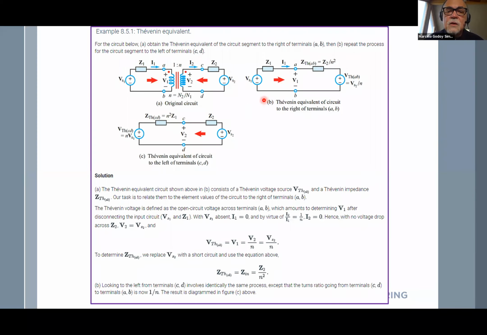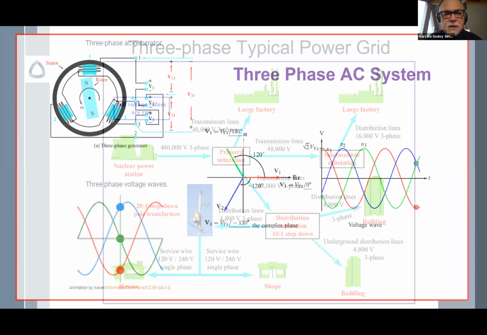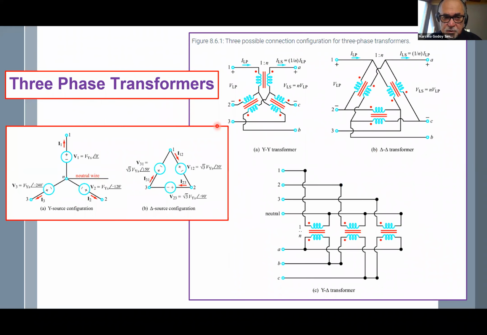So one would be a model considering the terminals A and B. Another would be a model considering the terminals C and D. Okay, so that should be a way to have a transformer replaced by a Thevenin equivalent. In the power grid, we can discuss this a little bit next time. We use it for power conversion. I'm going to discuss this next class. And I will also discuss next class three-phase transformers.